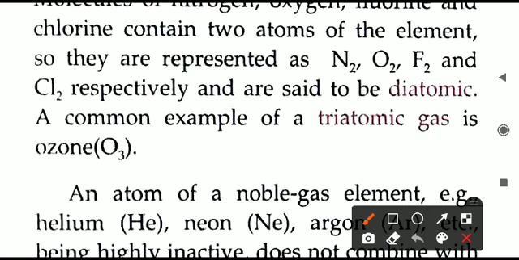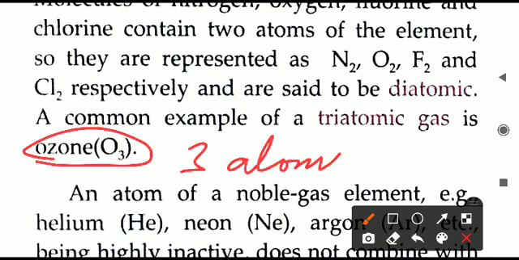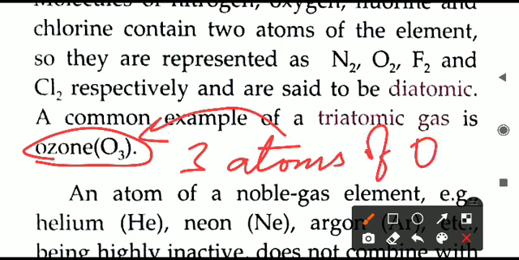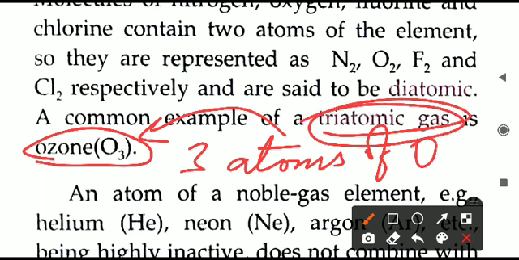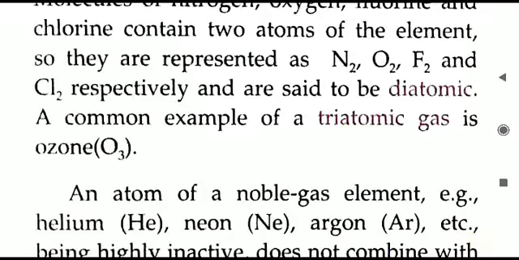In the other case, if the number of atoms is 3, then see the example of ozone. It has 3 atoms of oxygen present in a single molecule of ozone, and because 3 atoms are present, it is called a triatomic gas. It is given another name, that is triatomic.